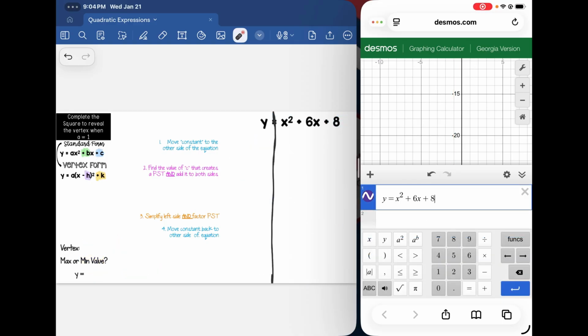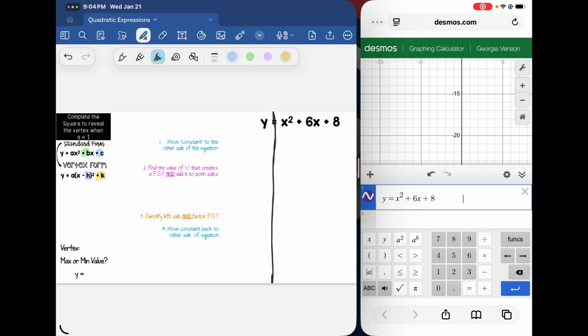All right, let's look at our next example. We have y is equal to x squared plus 6x plus 8. Is this a perfect square trinomial? Absolutely not, because this is not a perfect square at the end, and half of 6 squared isn't 8. So we need to move it out of the way so we can actually create a perfect square trinomial.